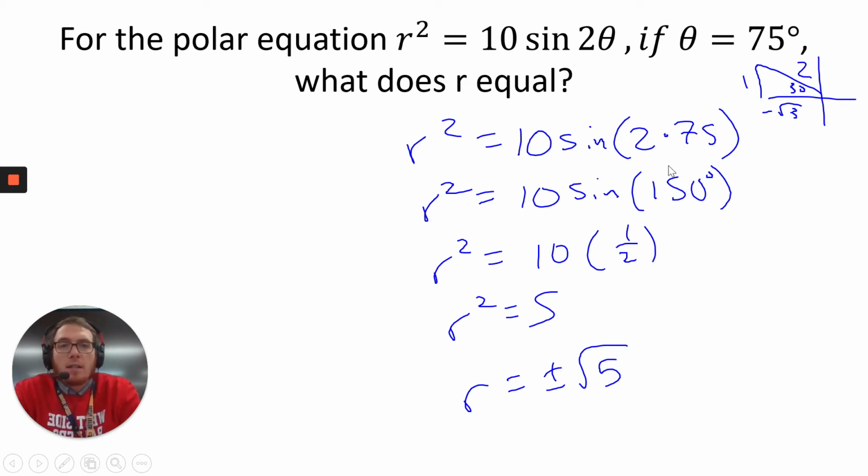So 2 times 75 would be 150. 150 is a 30-degree reference because 180 minus 150 would be 30. Okay, and for that reference angle, sine would be opposite over hypotenuse again, which would be 1 over 2, and then times 10 would be 5. Now that's not the answer though, you've got to make sure you square root it, and there should be two answers. In your homework, I think you have to separate them with a comma, so just make sure you have two answers in those locations with r squared.